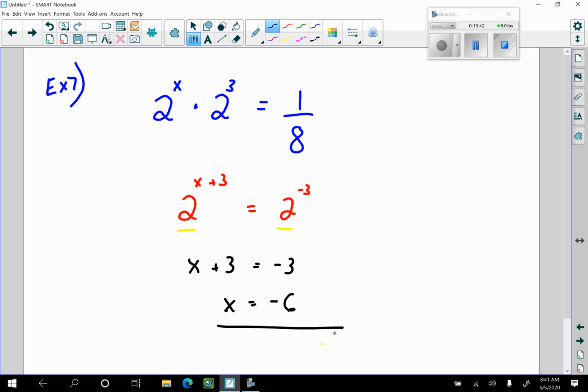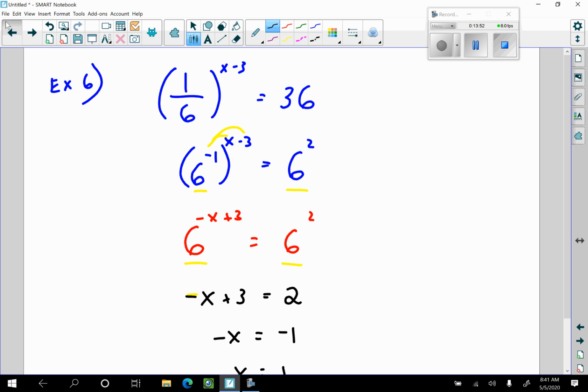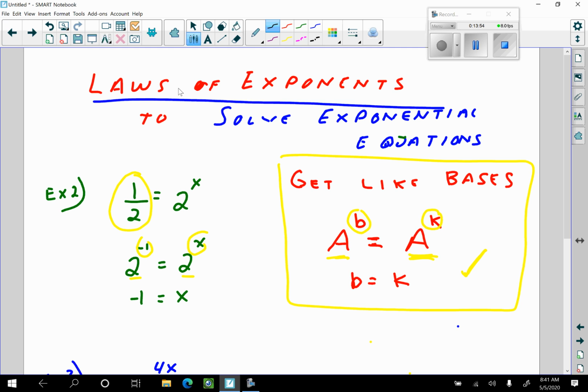So that's a short little 13-minute video on how to solve equations with laws of exponents. This video is going to help you with IXL, I believe this is IXL Algebra 2 Standard S4.